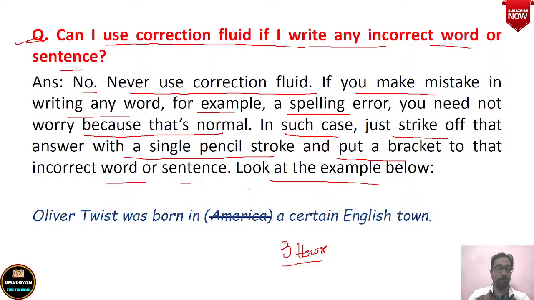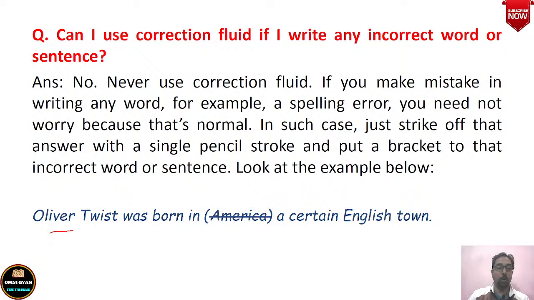Now look at that example that I have given below. Say Oliver Twist. This is a sentence. Oliver Twist was born in America, a certain English town. Now this America word is wrong. So you put a bracket, give a single pencil stroke, or you can give a double pencil stroke also. Give a bracket, and then it's over.